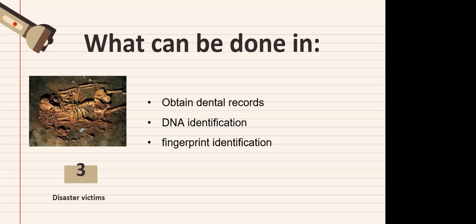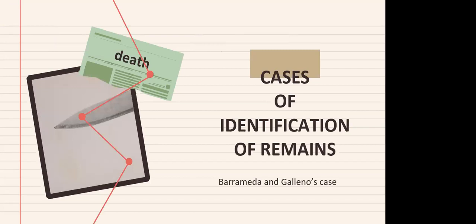Next slide po. Okay po. Now we included cases of identification of remains, specifically from Barameda and Galliano's case. Next slide po.